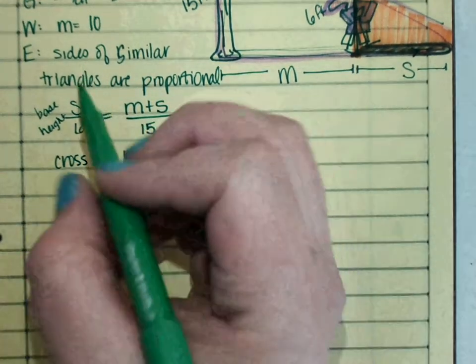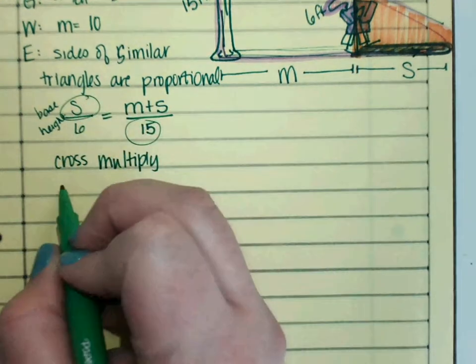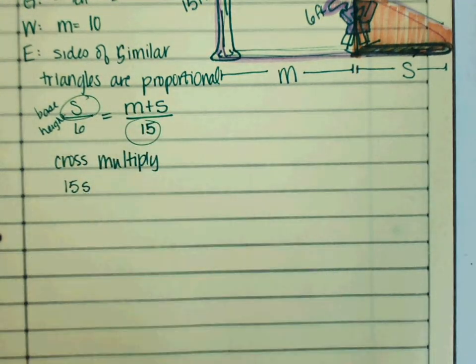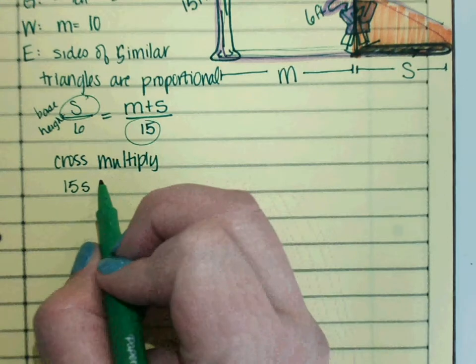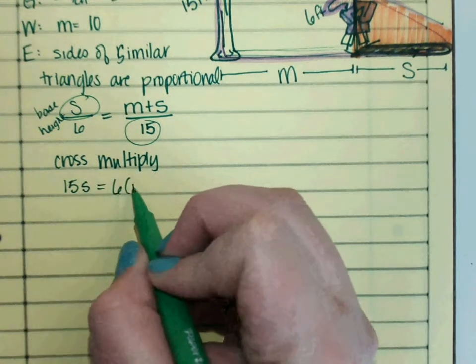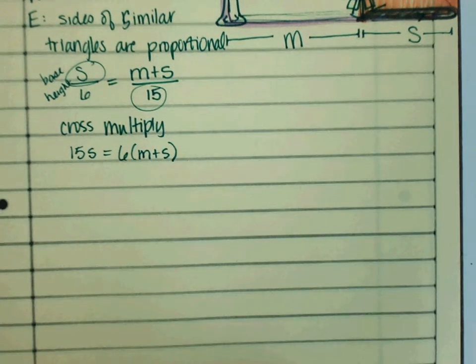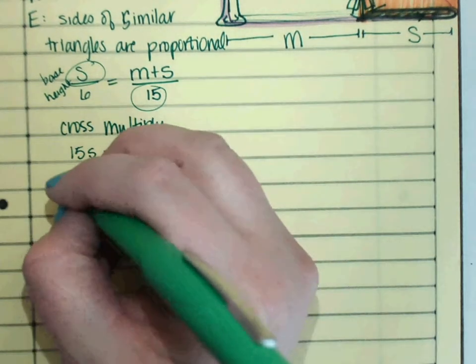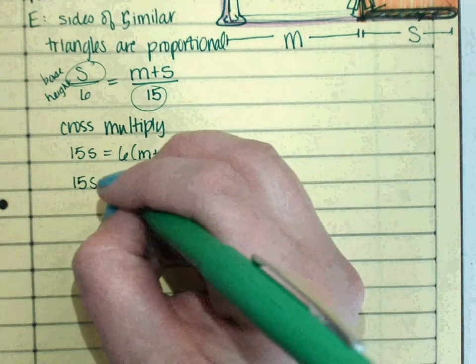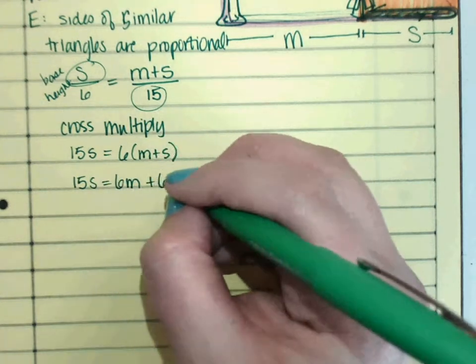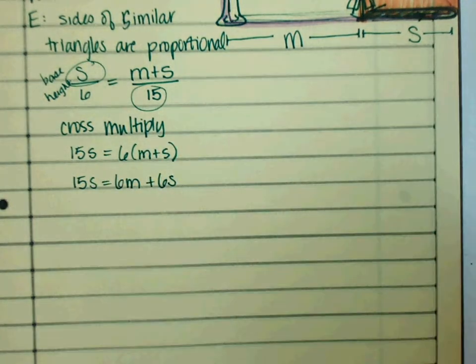So if I do 15 times S, that's 15S. And then if I do 6 times M plus S, that's going to be 6M plus 6S. Are we good with that so far? So I have 15S is 6M plus 6S. Okay, I'm ready to take the derivative, or I can try to simplify further. What additional simplification could make this easier?